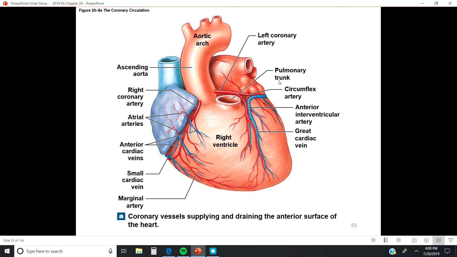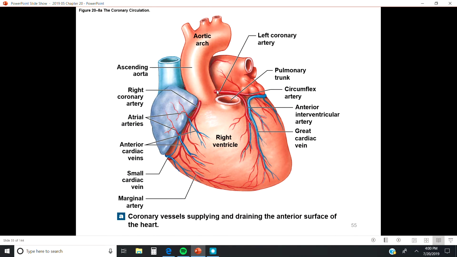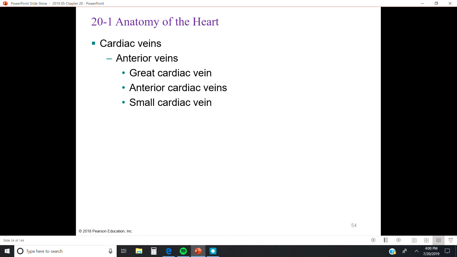Okay, so that's what I need you to know for the coronary arteries. Again, right coronary artery, marginal branch here, and then we go around the back. Here's the right coronary artery coming around the back, and then here is your posterior interventricular artery. The left coronary artery comes out, it's short right here, and then it splits. One branch is the circumflex, the other branch is your LAD, or the anterior interventricular artery.